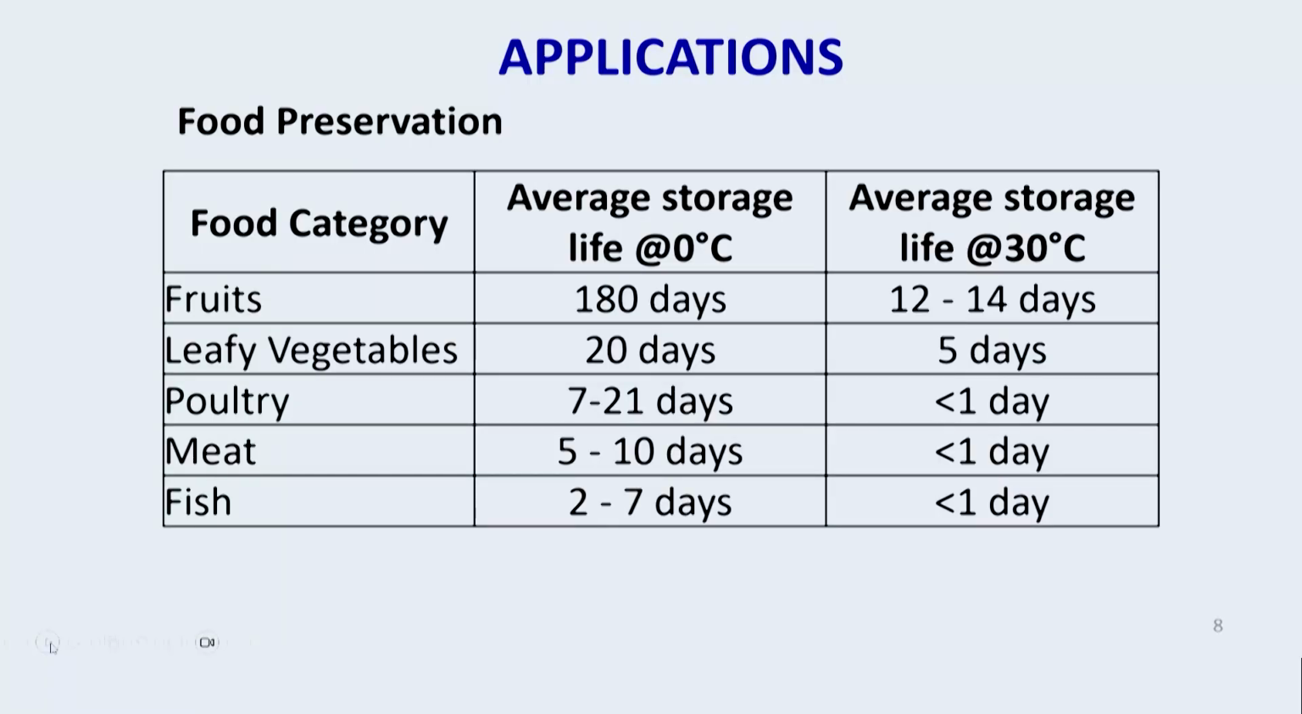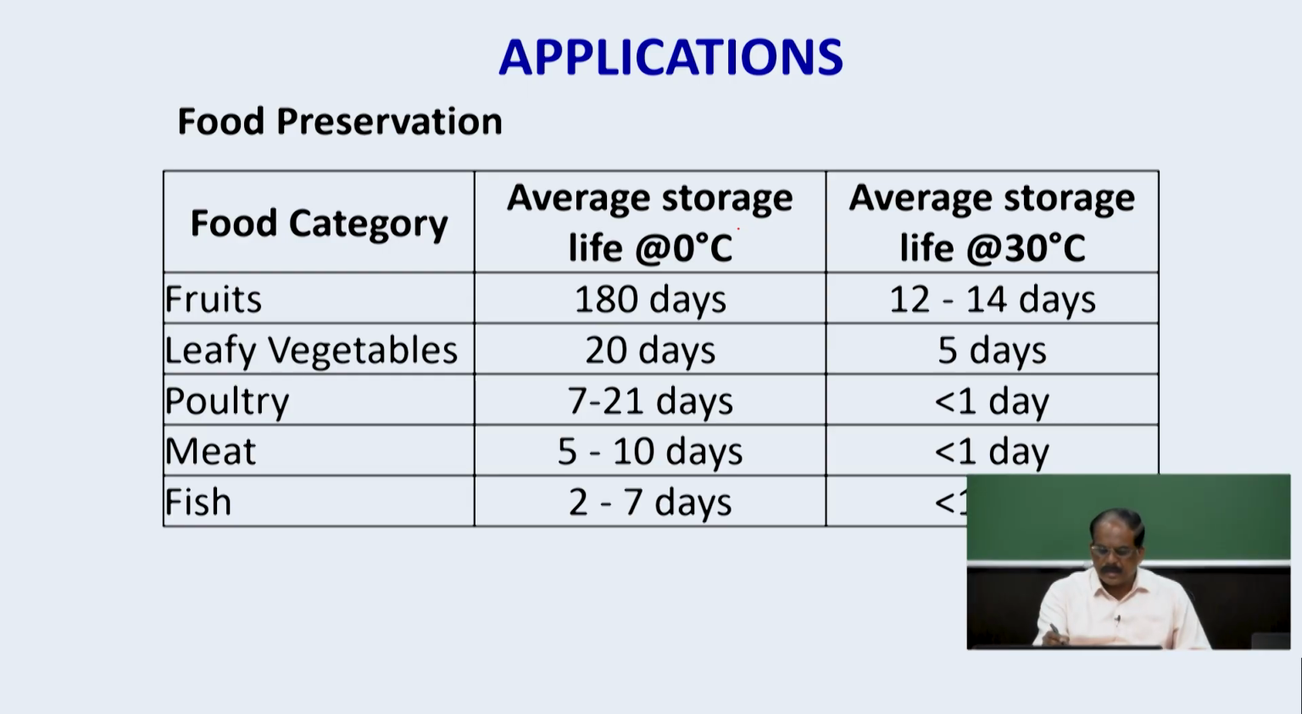Welcome back. Let us continue the applications of refrigeration. So, we have seen the applications of refrigeration in storage like short-term, long-term, frozen storage. When it comes to food preservation, here I have given a table of different food categories. For example, if you take fruits, the average storage life, if it is stored at 0 degrees centigrade, is about 6 months.